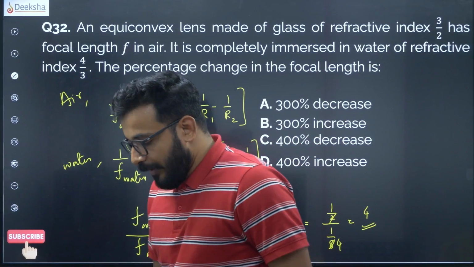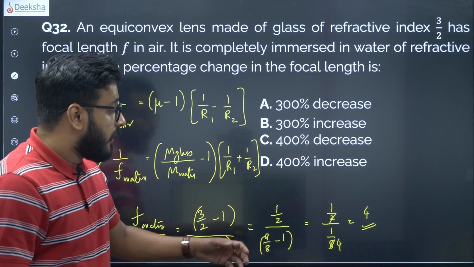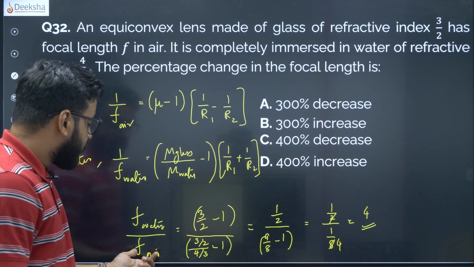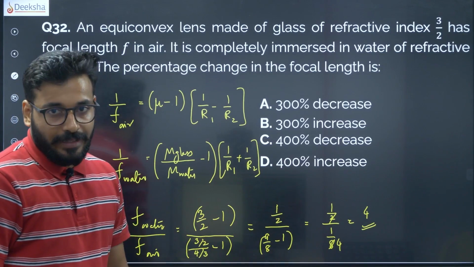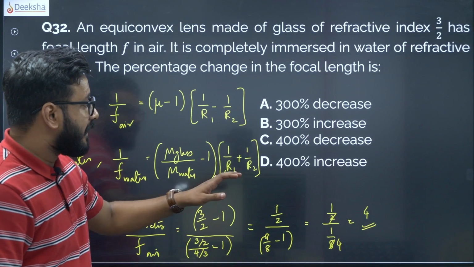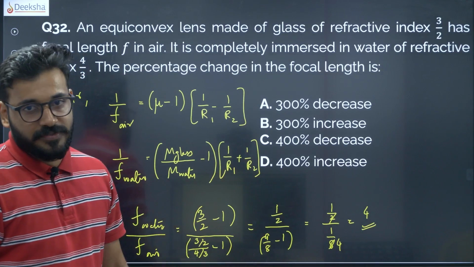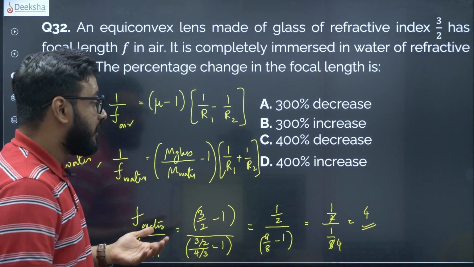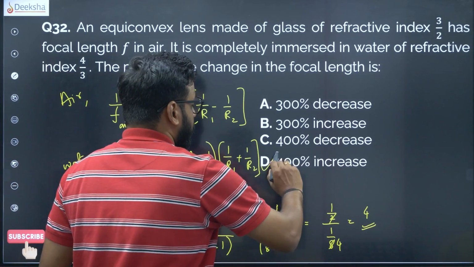So the focal length is increasing. And how much is that? The focal length in water is 4 times the focal length in air. That means there is an increase of 400%. It's 4 times, so you can say it's an increase of 400%.